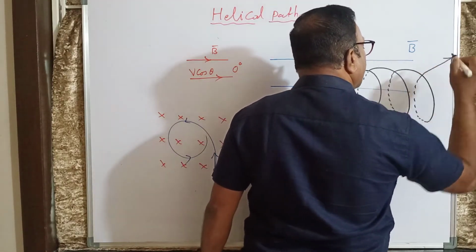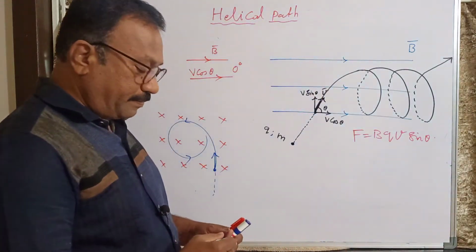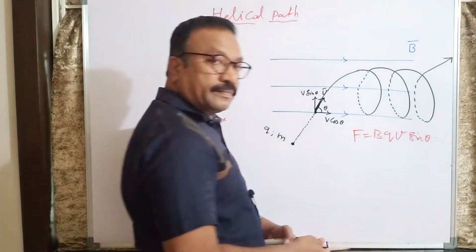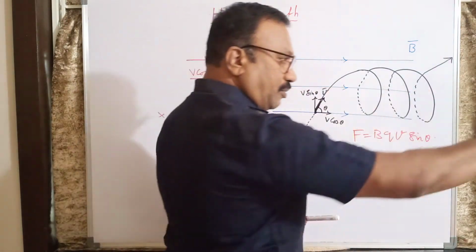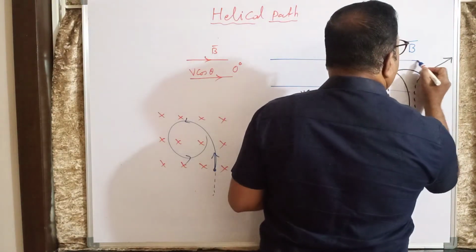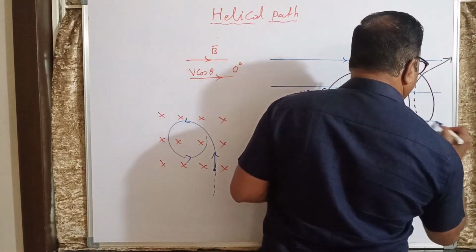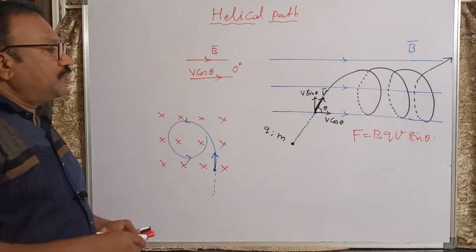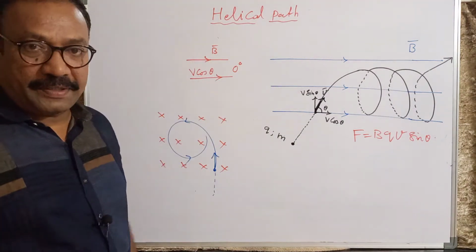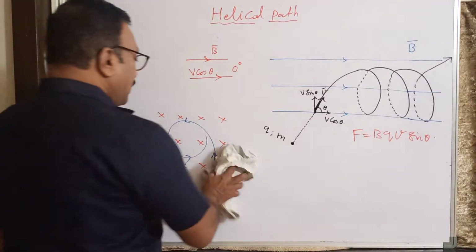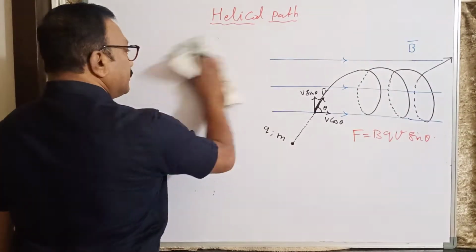And then it leaves the magnetic field like this. This is called helical path. Horizontal motion as well as circular motion, both. So now our discussion is about helical path only. What are the possible questions that can be asked from this helical path? Let us see.